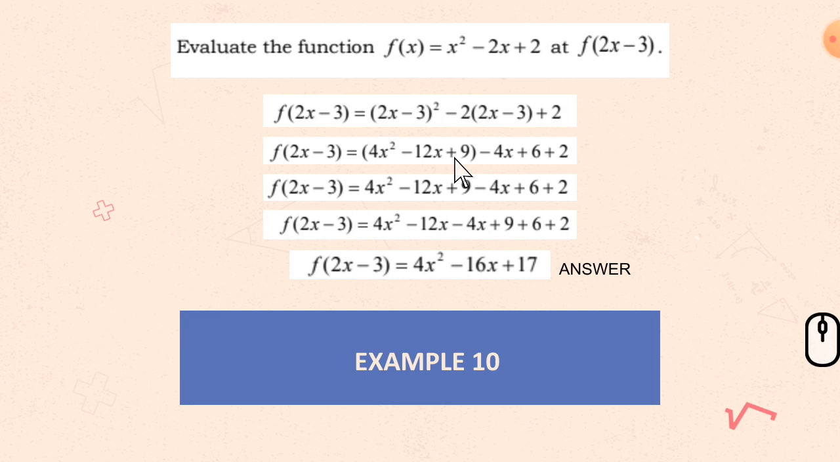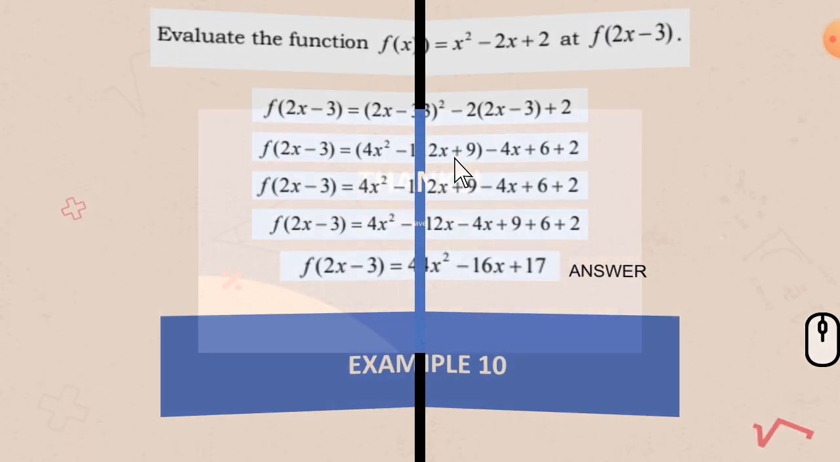So, paano nangyari yon? Since si 4x squared walang kaparehas, so copy lang. Negative 12x minus 4x is negative 16x. Plus 9 plus 6, 15 plus 2 is 17. So, yan yung ating final answer.